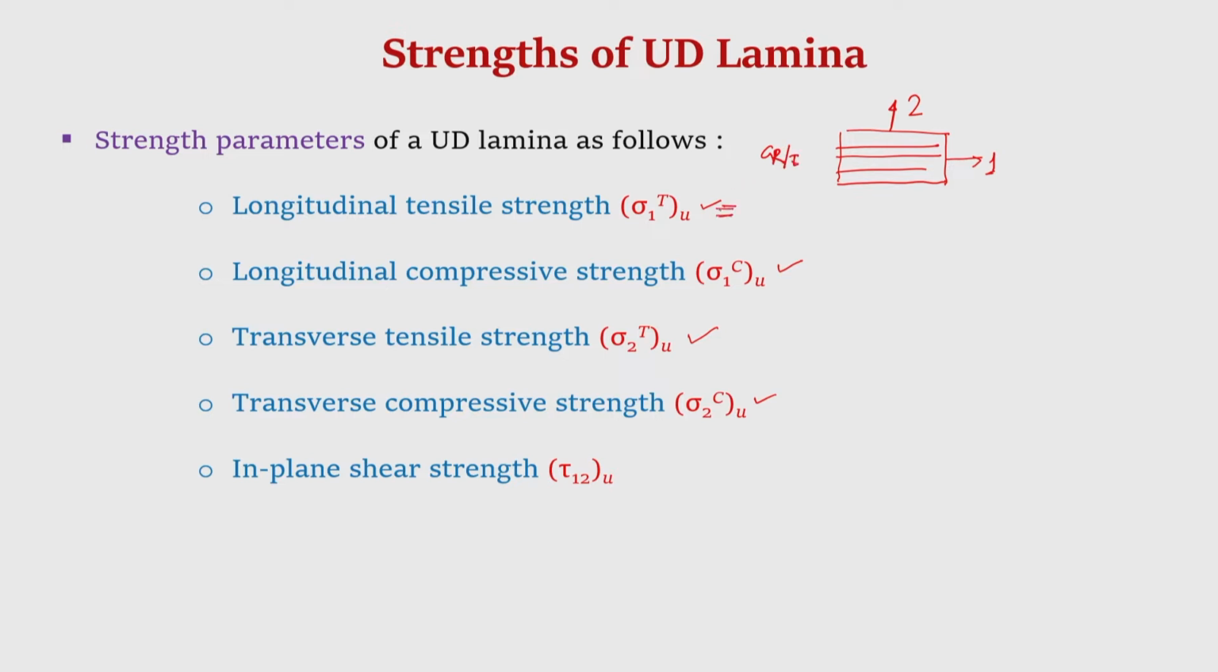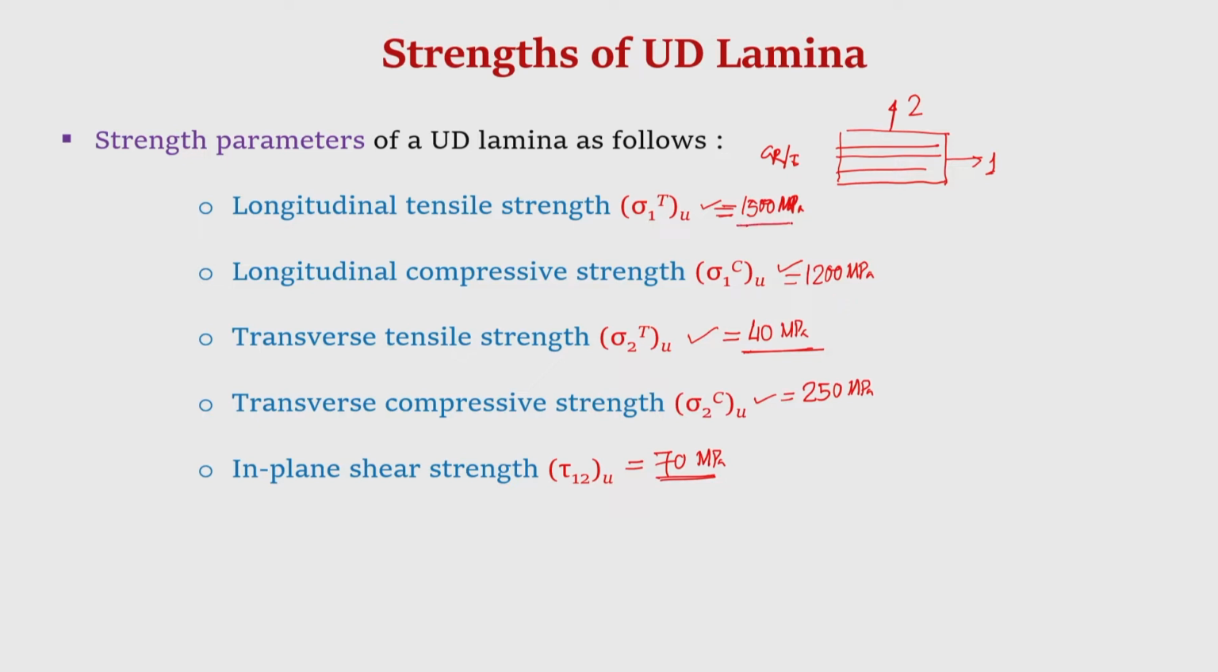Just to appreciate how they are direction dependent, for a typical graphite epoxy lamina the longitudinal tensile strength is 1500 megapascal, and the longitudinal compression strength is around 1200 megapascal. Transverse tensile strength is around 40 megapascal, transverse compression strength is roughly 250 megapascal, and in-plane shear strength is roughly 70 megapascal. We have discussed these things in detail when we studied the macromechanical strength failure theories, and we saw that the transverse tensile strength is far less compared to the longitudinal tensile strength, because this is matrix dominated, and the longitudinal strength is controlled by the fiber.